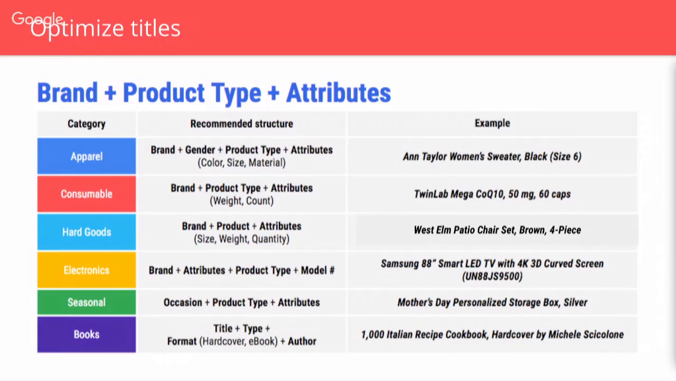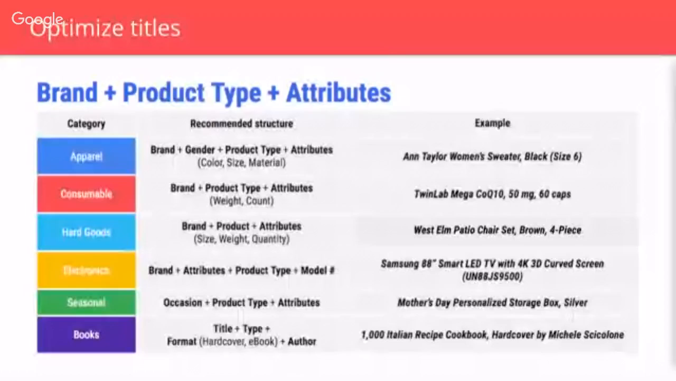Books, of course, we want the title, the type, the format, the author. You can see here that this is a lot more appealing than if I were to just have the title of the book, 1,000 Italian Recipes Cookbook, hardcover, right? So we're actually saying what it is. Take a look at some of these because these are the best practices for optimizing titles depending on the category. Super important, but if you remember brand, product type, attribute, you should be generally okay.